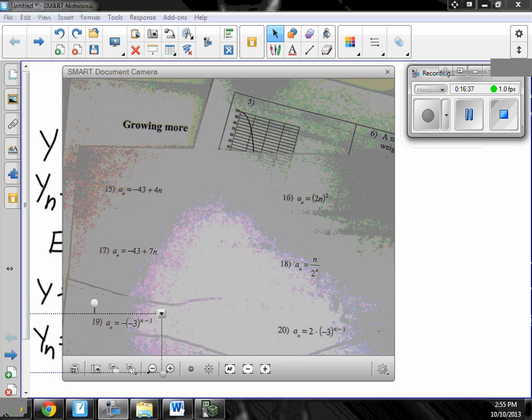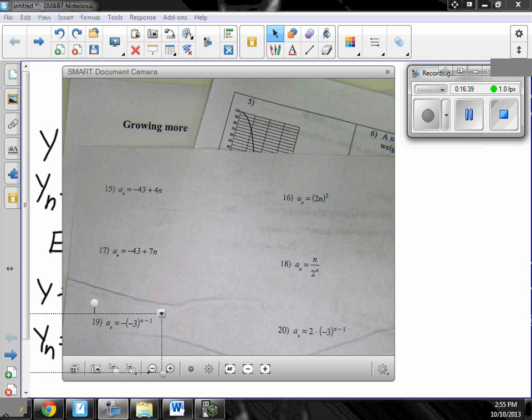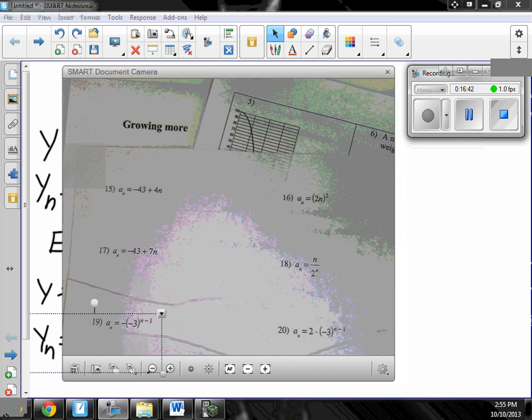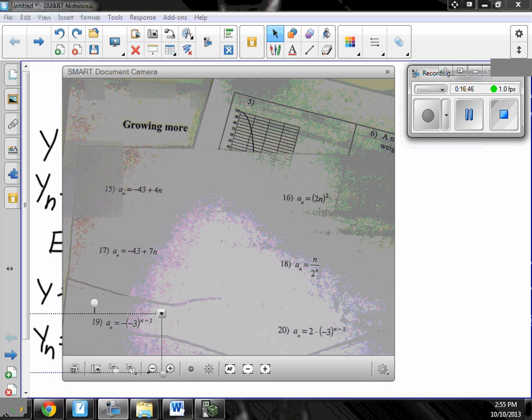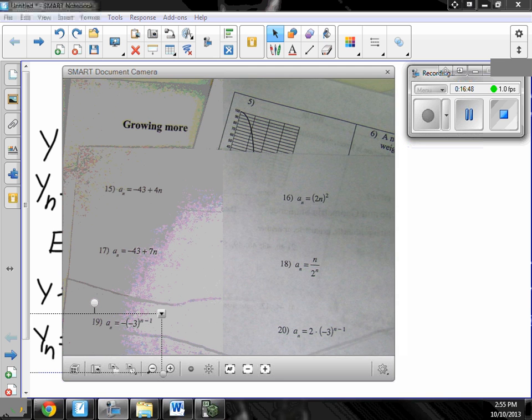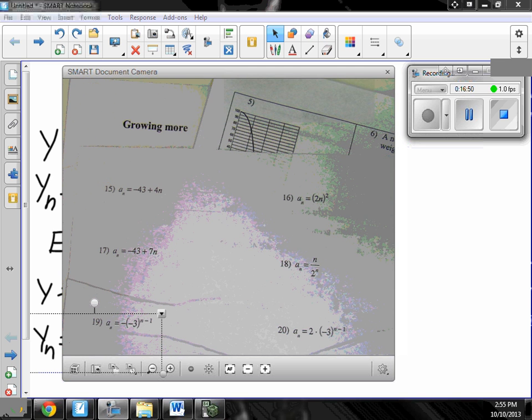So, 16 is neither. It's not n to the first, and it's not something to the n, so it's actually quadratic, which would be neither. 17, arithmetic. 18, why neither?